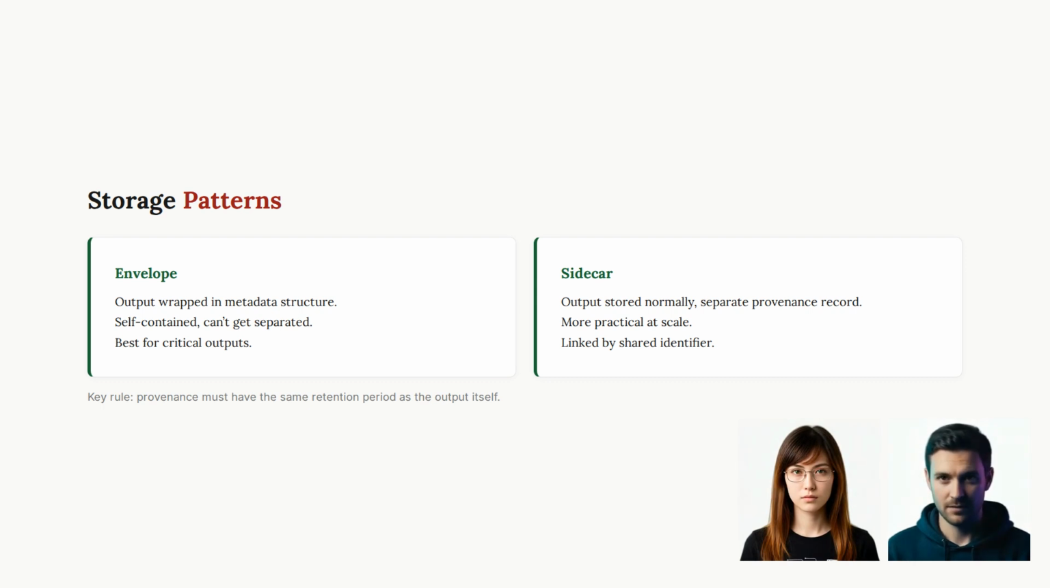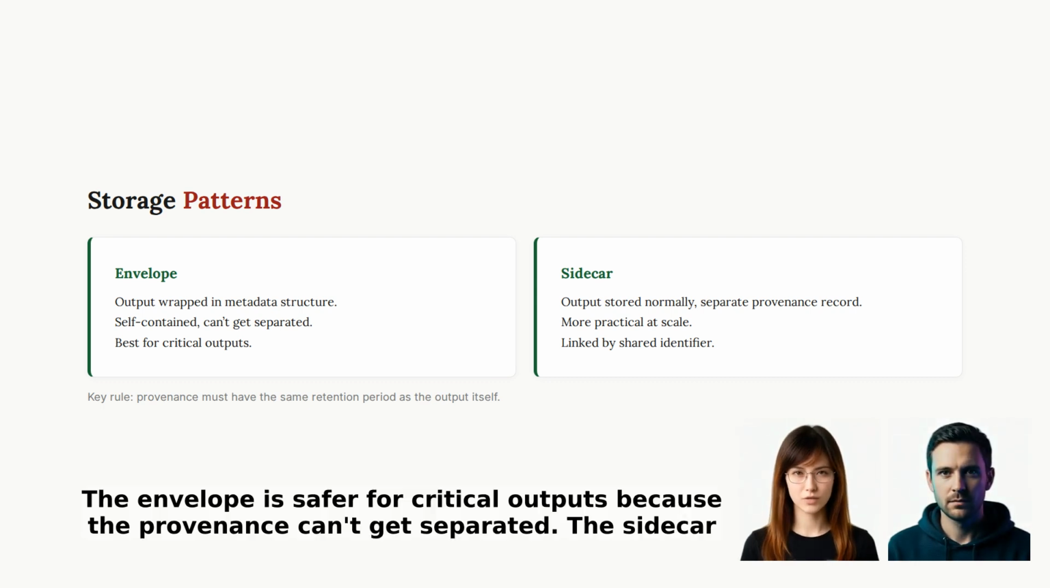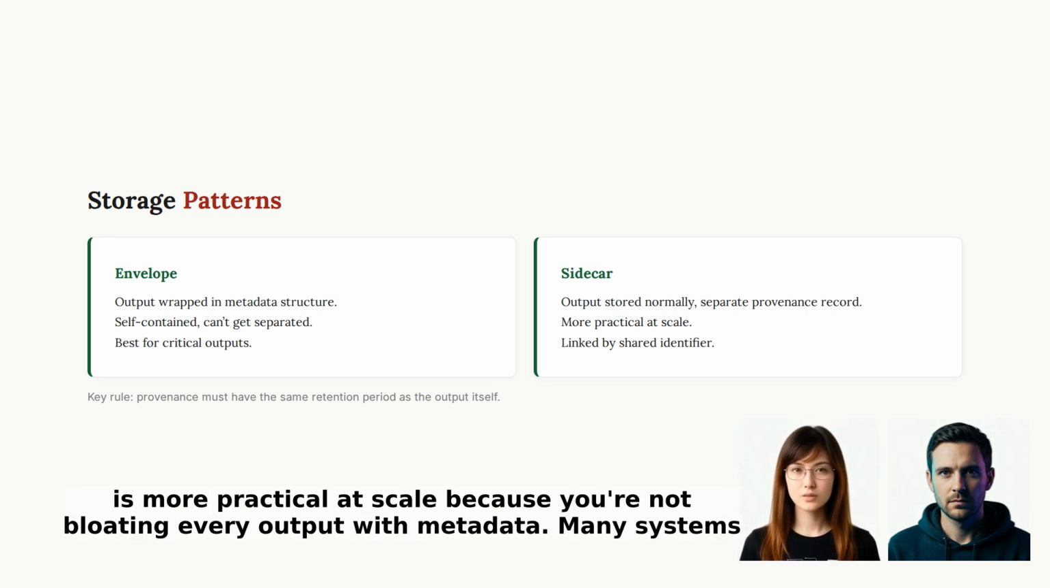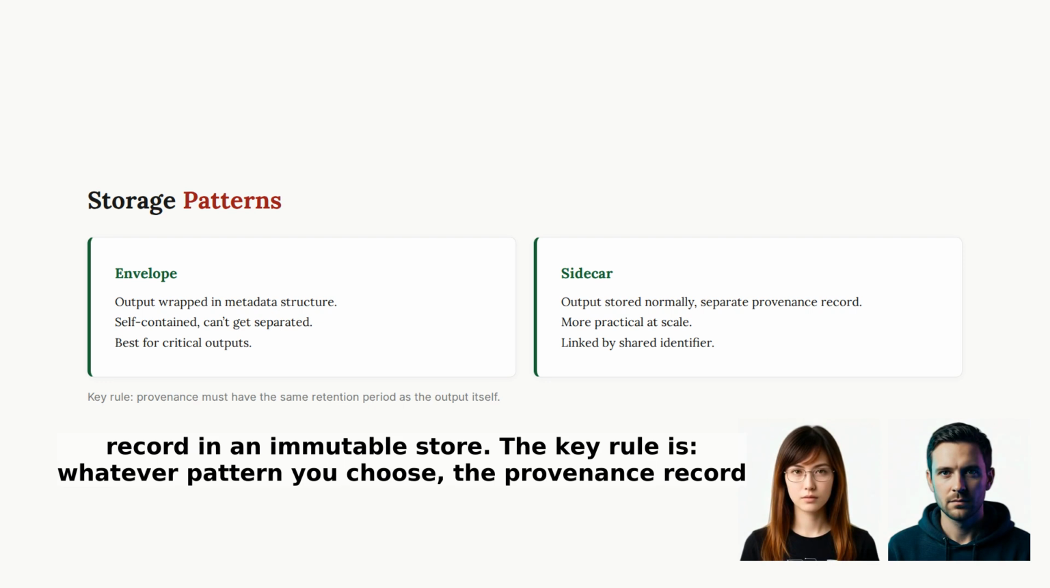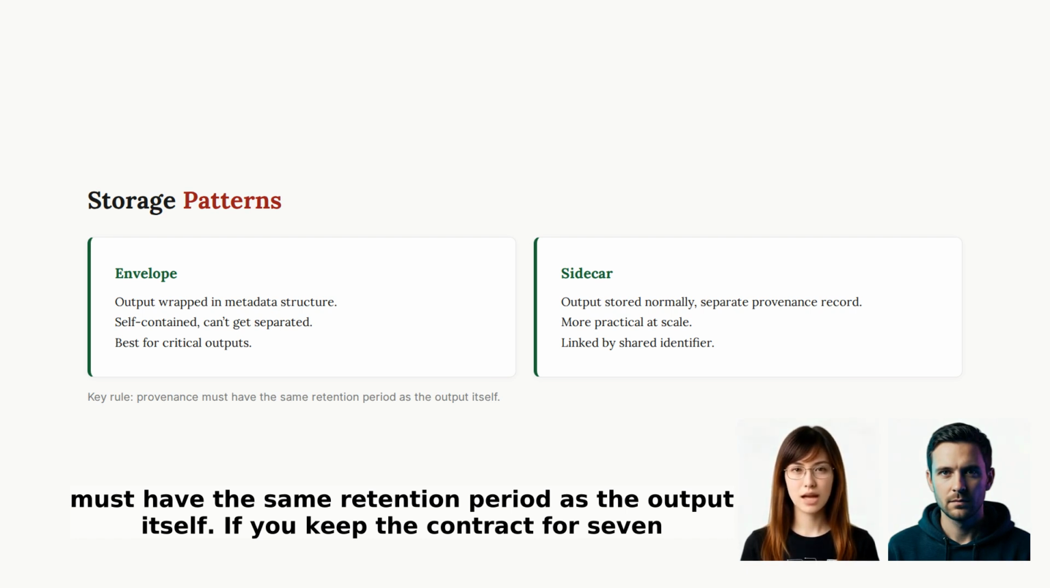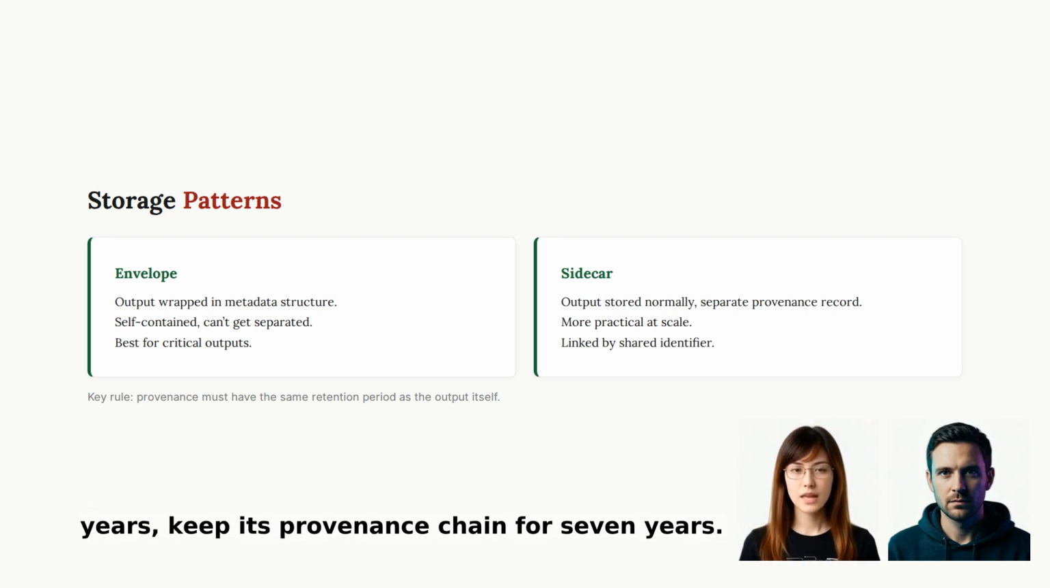And which is better? The envelope is safer for critical outputs because the provenance can't get separated. The sidecar is more practical at scale because you're not bloating every output with metadata. Many systems use a hybrid, a lightweight provenance ID embedded in the output that links to the full record in an immutable store. The key rule is, whatever pattern you choose, the provenance record must have the same retention period as the output itself. If you keep the contract for 7 years, keep its provenance chain for 7 years.